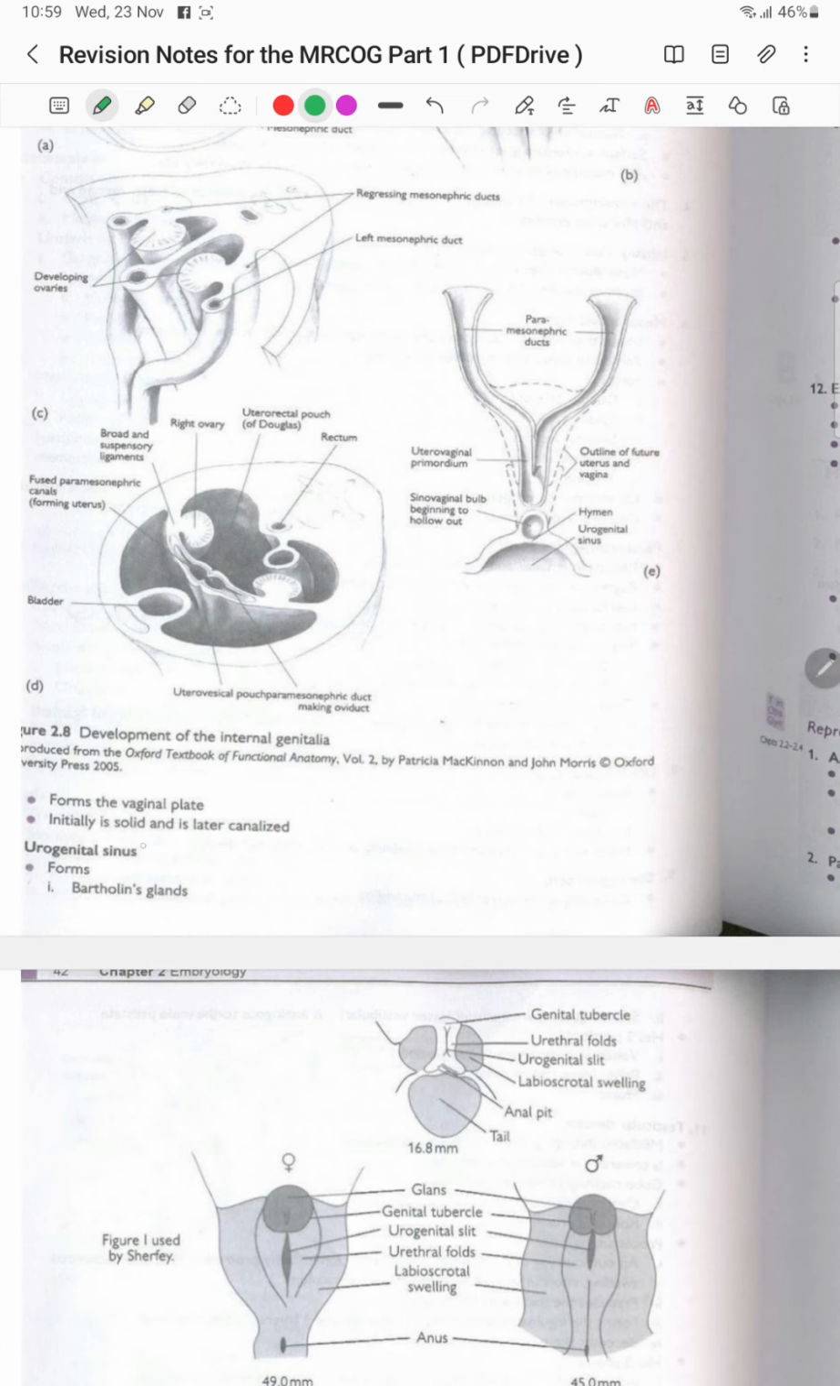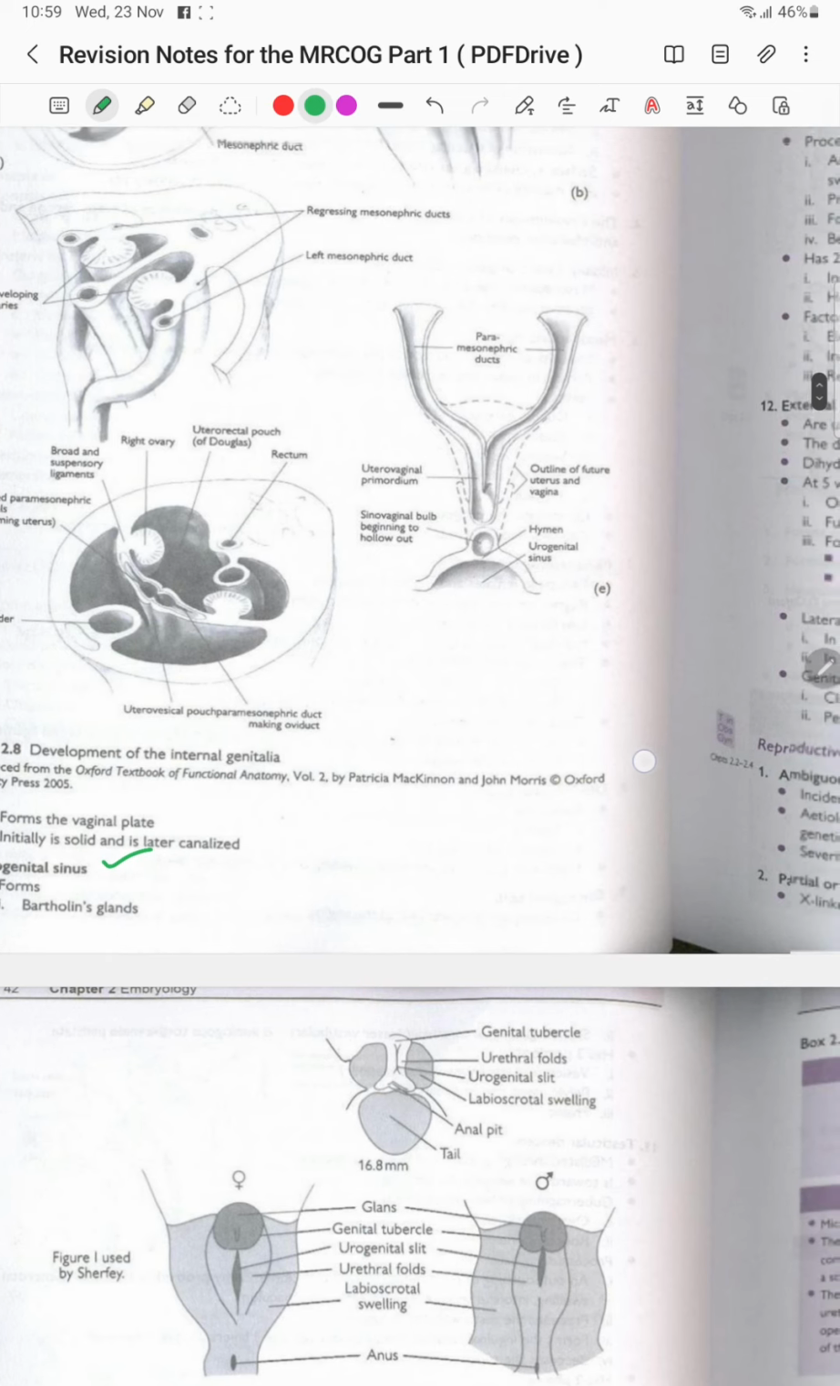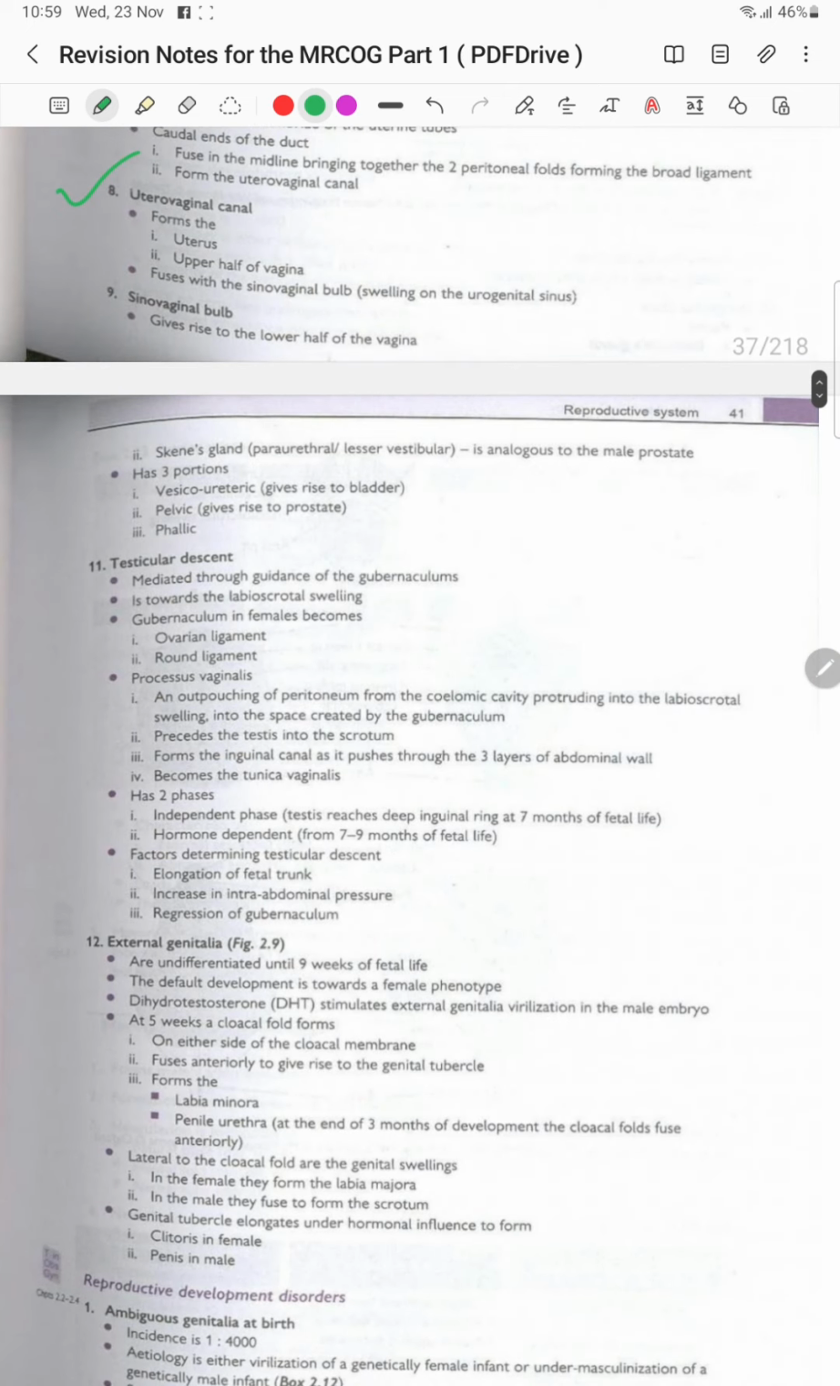So moving towards the urogenital sinus, it forms the Bartholin gland and Skene's gland. Paraurethral vestibule is analogous to the male prostate. It has three portions: the vesico-urethral gives rise to the bladder, and the pelvic gives rise to the prostate and the phallic.